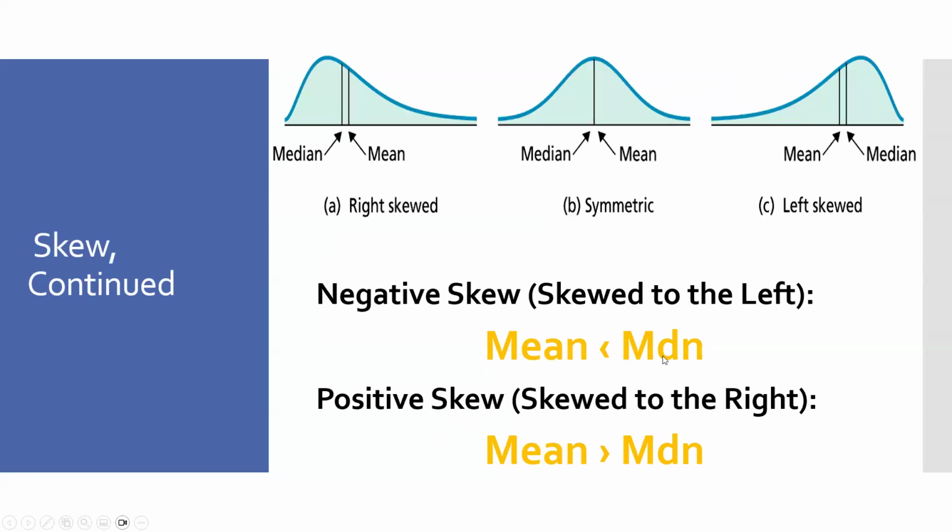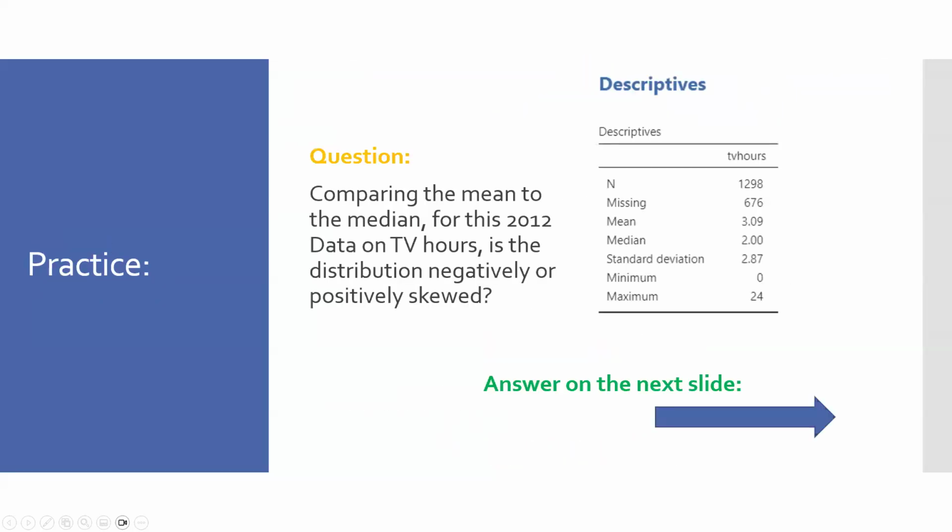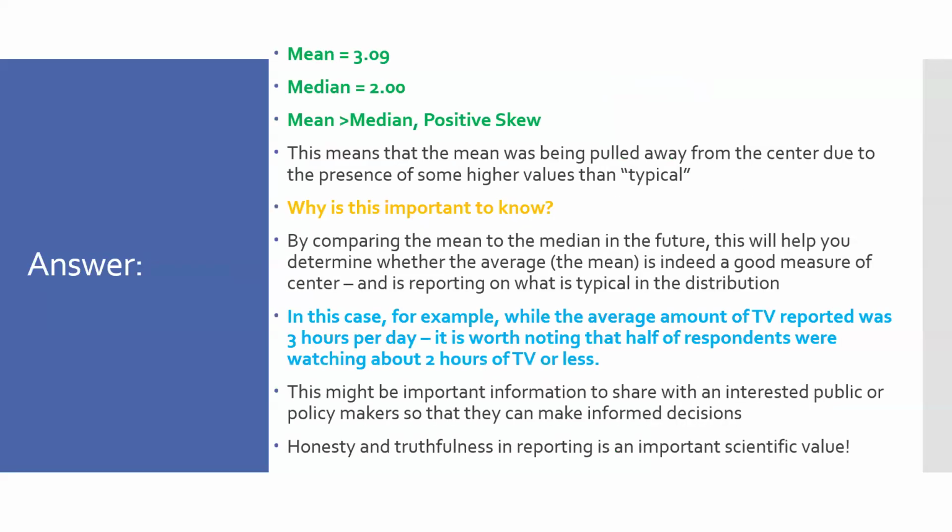And we can compare these things through means and medians and not have to do the graph if we don't have it. So for example, comparing the mean to the median for the 2012 data on TV hours, is the distribution negatively skewed or positively skewed? In this case, it looks like the mean is 3.09, the median is 2. All right, you all. Is 3 bigger than 2? Yeah, of course it is. And yes, we have a positive skew. It means the mean is being pulled away from the center by the presence of some higher values than typical.